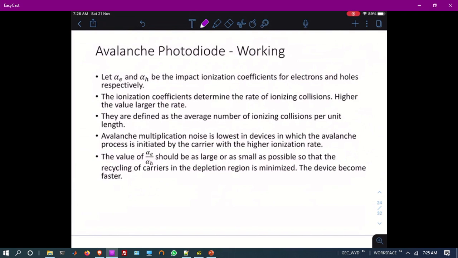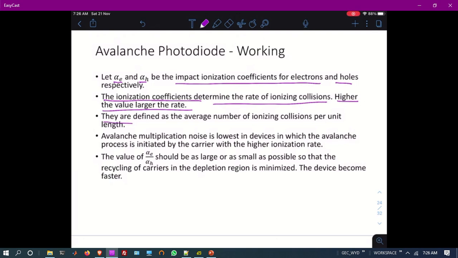So, how can we define the impact ionization more accurately? Let alpha E and alpha H be the impact ionization coefficients for electrons and holes. So, we are going to term it quantitatively. The ionization coefficients determine the rate of ionizing collisions. So, the higher the value, the larger the rate. If the ionization coefficients are high, it means for each electron generated, it might collide with multiple electrons, creating a large number of charge carriers. If they are low, one electron might hit another atom to create one electron and it will get carried away.